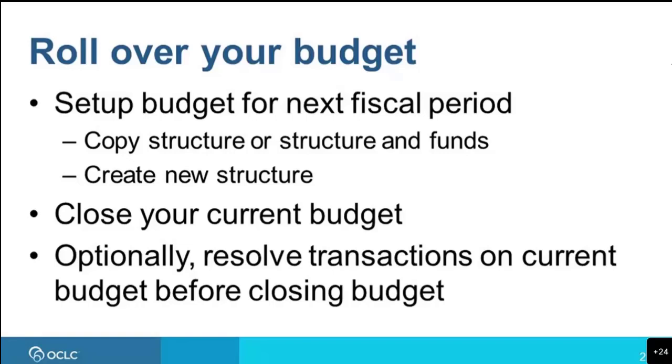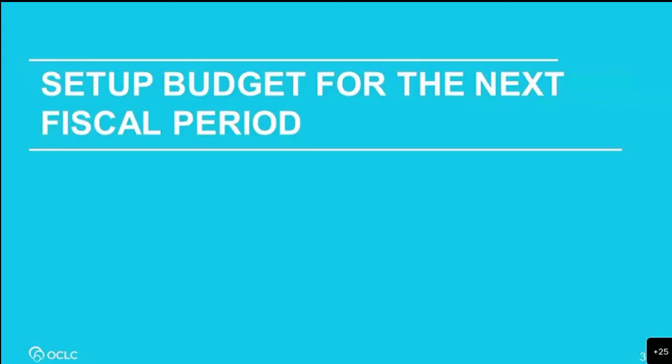So those are the two main steps you'll need to take to roll over your budget. In addition, there are some optional steps that you can take depending on if you want to resolve any outstanding transactions on your current budget rather than rolling them over to the new budget. We'll go through the steps to find these transactions so that you can expend the funds on your current budget. But in order to roll over your budget, this is completely optional since you can map these transactions over to your new budget. So the first step then is to set up the budget for the next fiscal period.